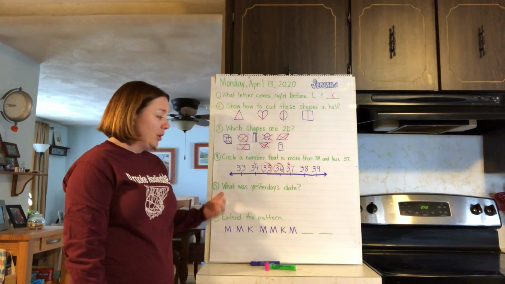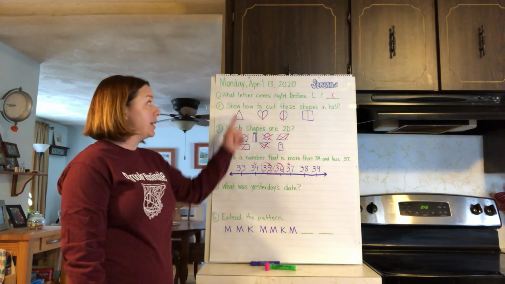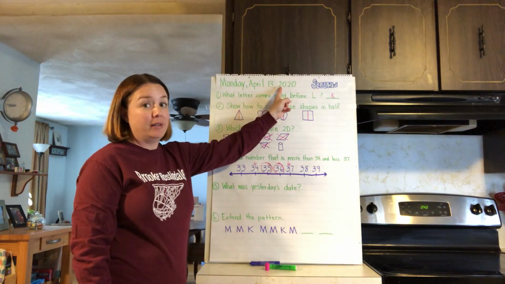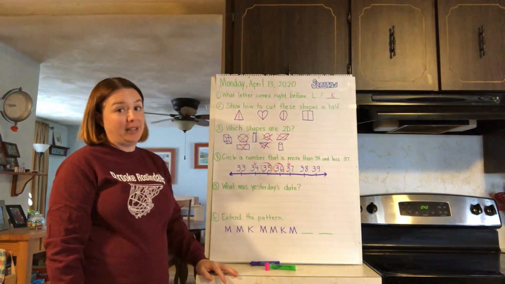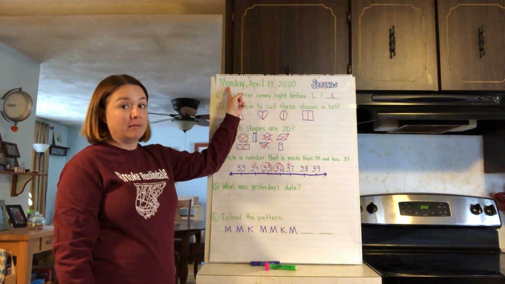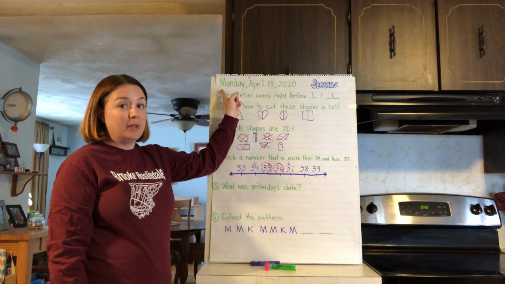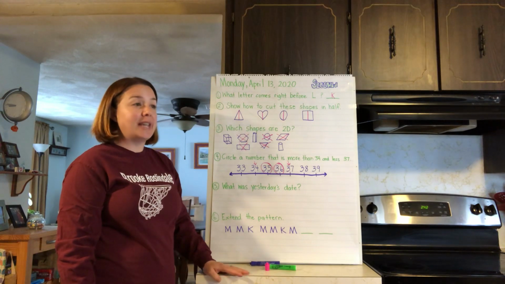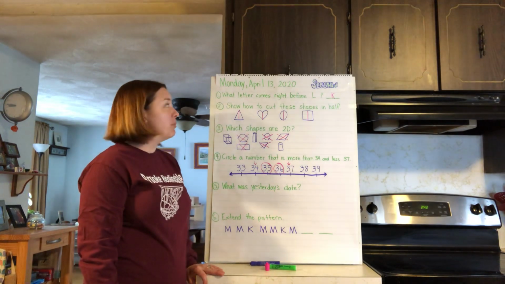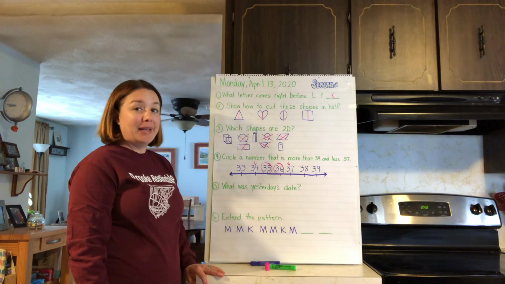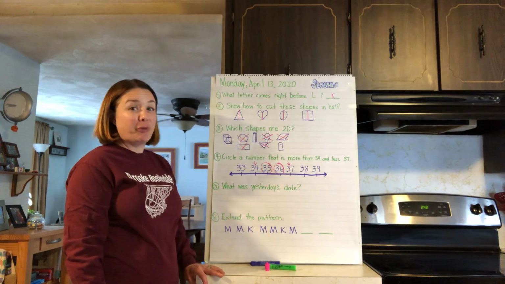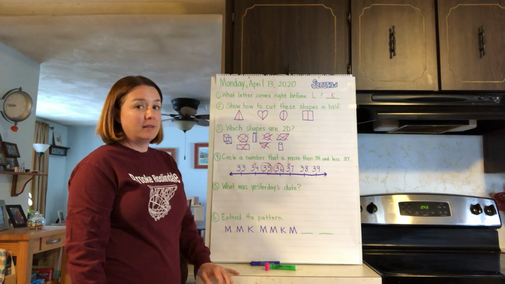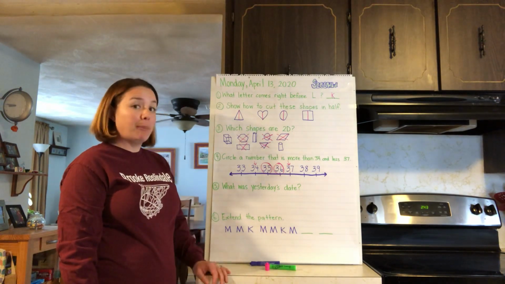Number 5. What was yesterday's date? Well, today's date is Monday, April 13th, 2020. Write down yesterday's date. I want you to write it the long way like me. Use today's date to help you. And then you can try to write it the short way. So start with the day of the week. What comes before Monday? Yesterday comes before today. So what comes before Monday? And think of the month and the number and the year.